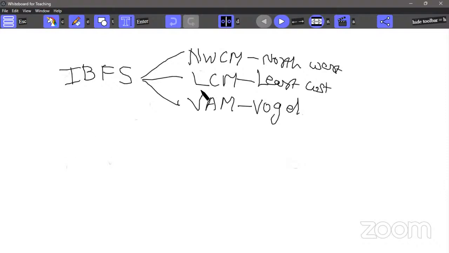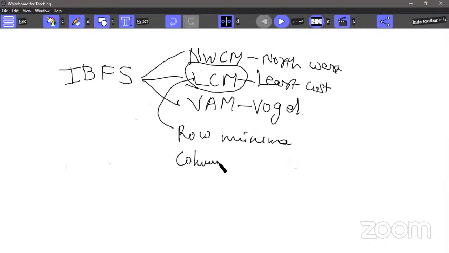In your study material, the least cost method is again divided into 2 methods: the row minima method and the column minima method. If you understand the basic logic, you can understand any method. We will start with finding the feasible solution in today's class. Tomorrow we will try to optimize it by using 2 different methods.